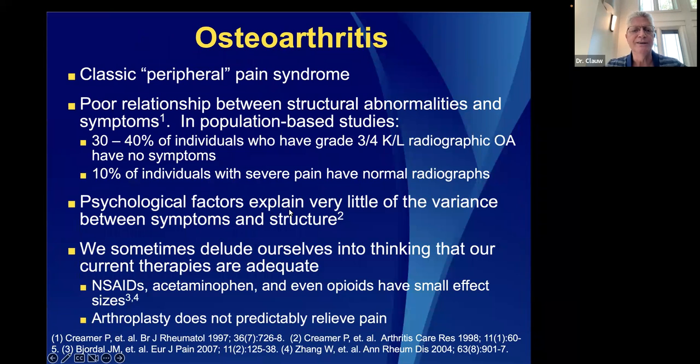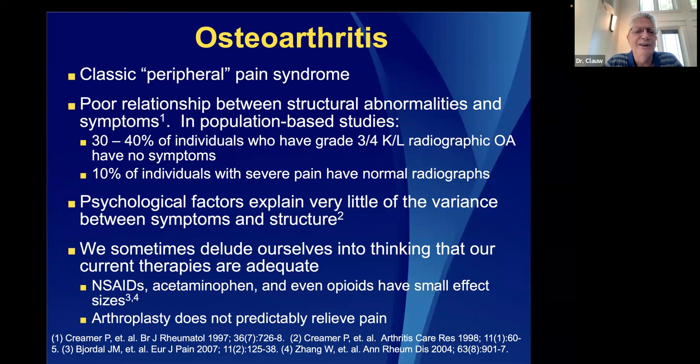First, again, this is my 30 or so year career, where at the beginning of my career in the 90s, we still thought that osteoarthritis was the classic peripheral pain syndrome, and that we could, by looking at x-rays, tell who had pain and how severe it was going to be. And then studies began to appear in the literature in the 1990s, showing this terrible relationship really between what you see on an x-ray and whether someone has pain or not.